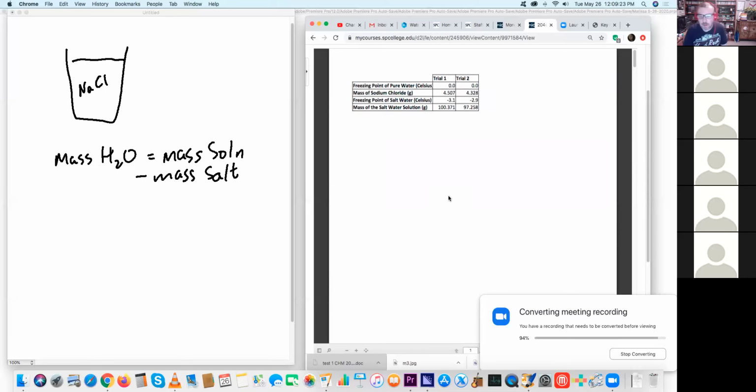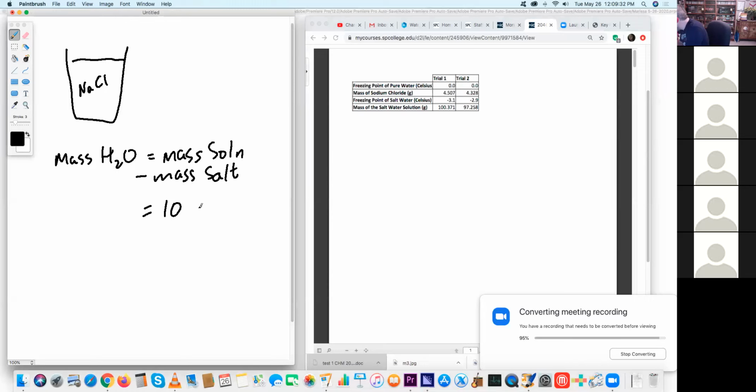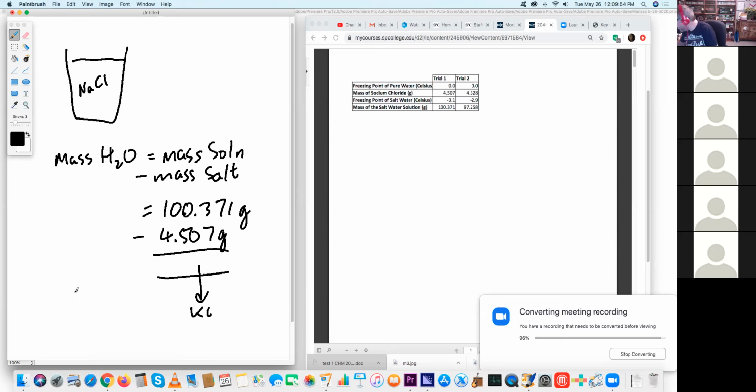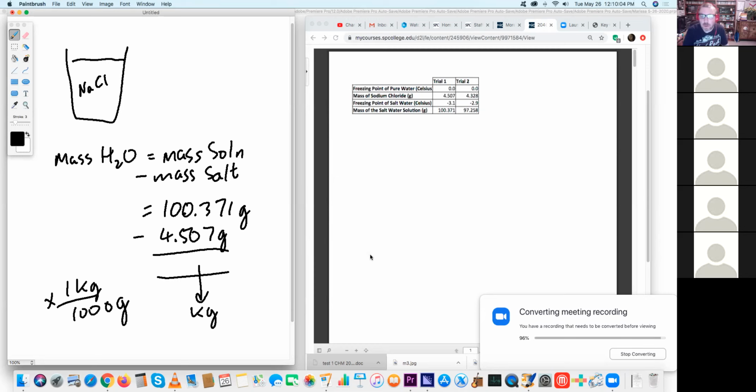There we go. What's a little confusing here is that we've got 100.371, and that's in grams. The other value, the sodium chloride, is in grams as well. But we need the mass of the water in kilograms. What you would do is subtract those two and then convert whatever you get into kilograms, by multiplying by 1 kilogram over 1,000 grams. Because I think the results section in your lab book asks for it in kilograms, and that's how you can get it to kilograms.